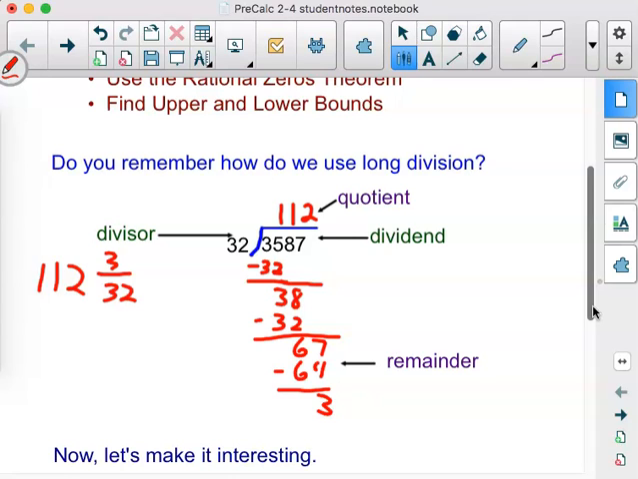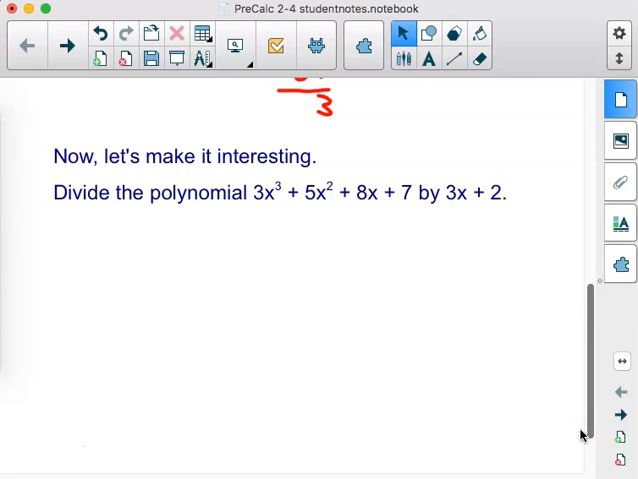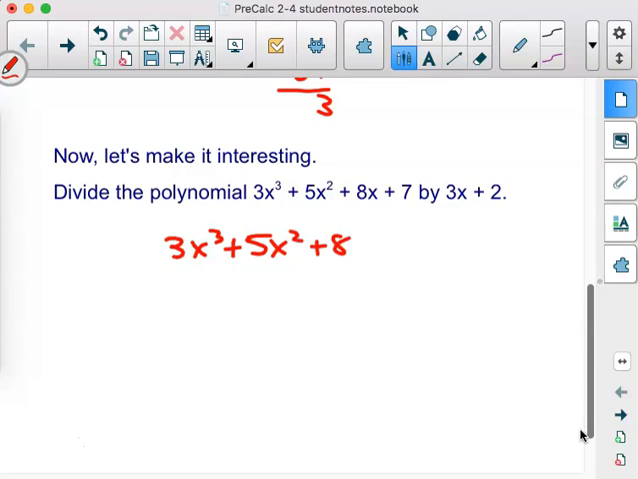Now, this doesn't work exactly the same way with polynomials when we're long dividing or when we're using synthetic, but it's very similar. So what we're going to do is step this up and say how would that process work if we are going to divide a polynomial, 3x cubed plus 5x squared plus 8x plus 7 by 3x plus 2? And this, of course, was part of our objective. We have to be able to do this division. So we'd still have our dividend.